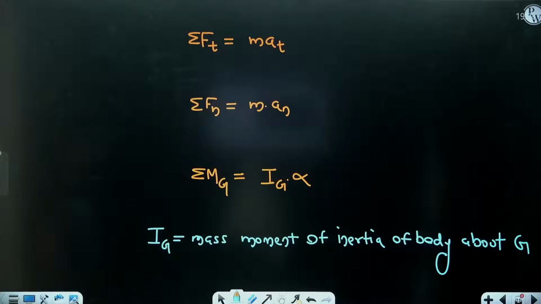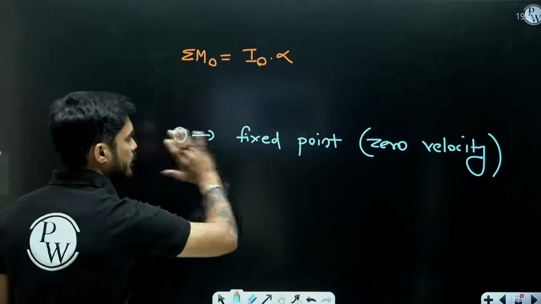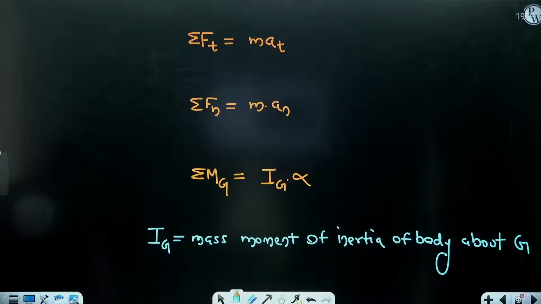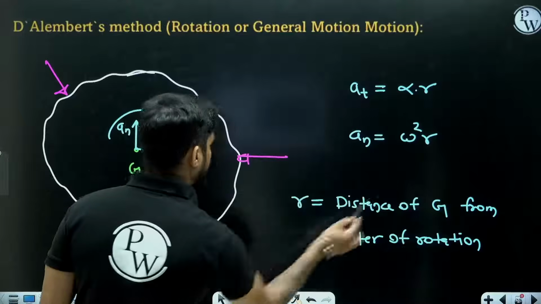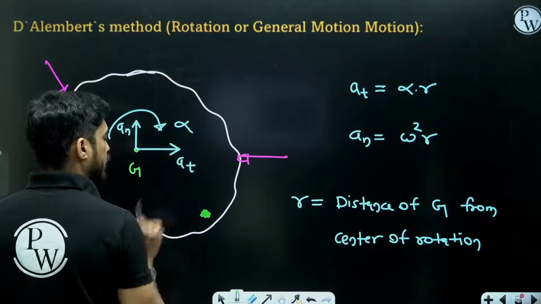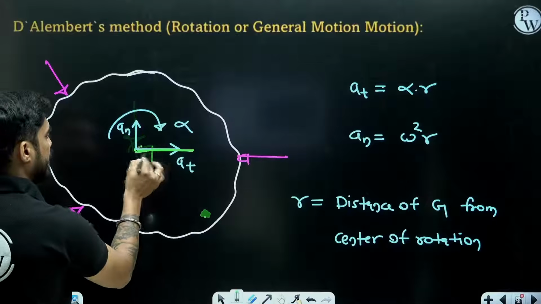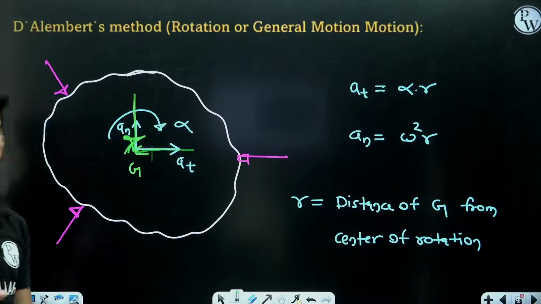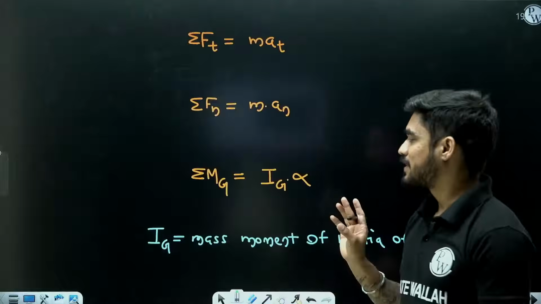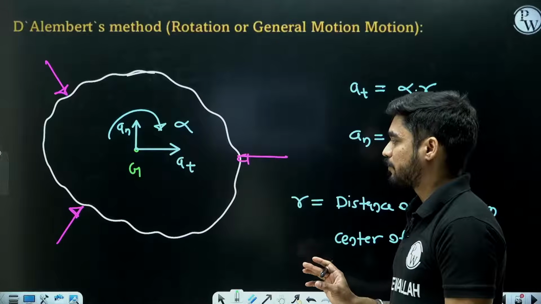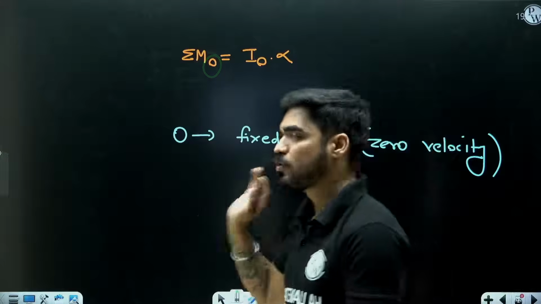Okay, so the moment equation can be taken about the center of gravity, and it can also be taken about a fixed point. But if you want to apply this equation about any other point, then you will have to apply inertia forces. Here there will be two inertia forces, MAT and MAN. That is why, instead of applying MAT and MAN, just take moment about G or O, where G is the center of gravity and O is the fixed point.